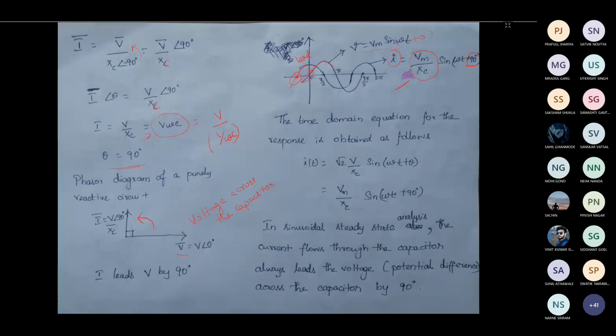Okay. So this is the peak value because it is mentioned as Vm. If you want to represent it in terms of RMS value, you can write it as root 2 into the RMS value divided by XC. And this is the generalized expression. Here theta is given by 90 degrees. So keep it in mind, in sinusoidal steady state analysis, the current flowing through the capacitor always leads the voltage across the capacitor by 90 degrees. Or you can also say that the voltage lags the current by 90 degrees.